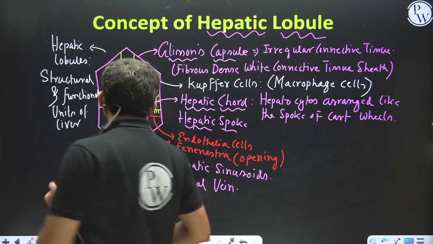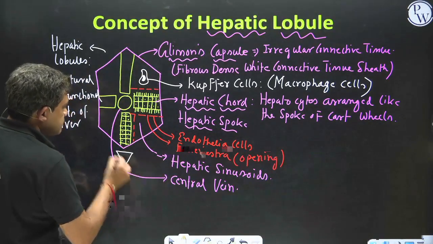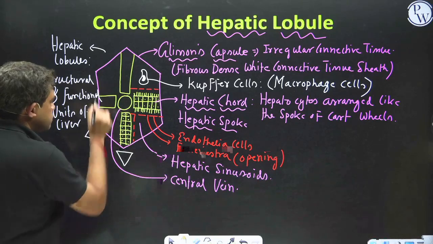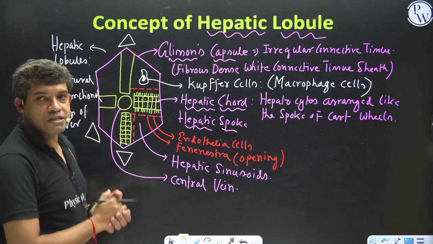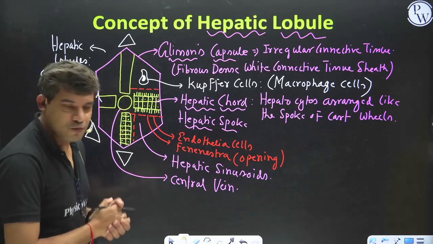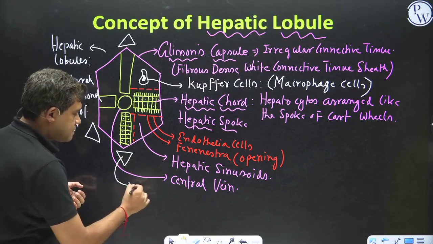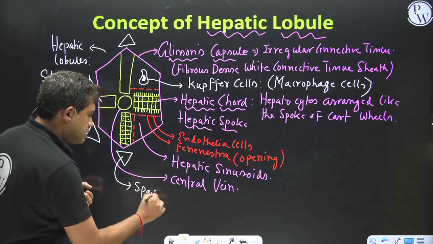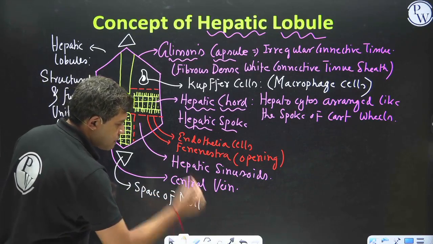Okay, and there are other areas. This is also found at every six corners. These are triangular shaped areas. These areas are very interesting and very important for you. Understand? So in this area, there is a triangular space. This space is termed the space of Mall. Okay, this triangular space is termed the space of Mall.